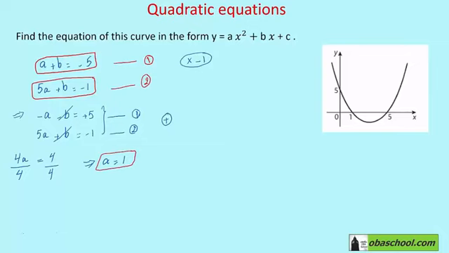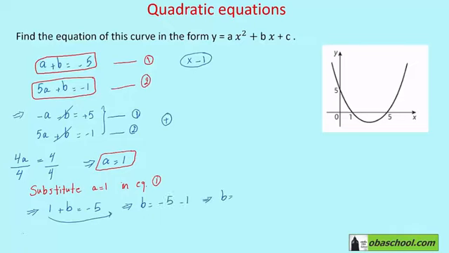So after we found the value of a, which is 1, let's substitute it in either of these. So I'm going to substitute it in the first one. 1 plus b is equal to minus 5. So b is equal to minus 5 minus 1. So b is equal to minus 6.